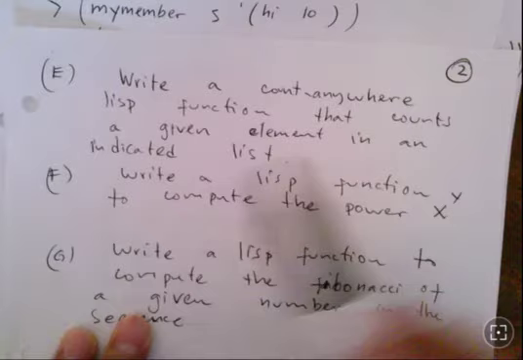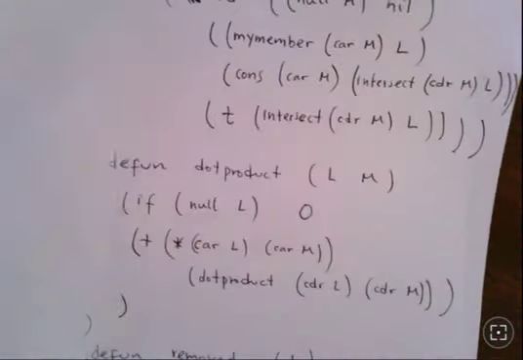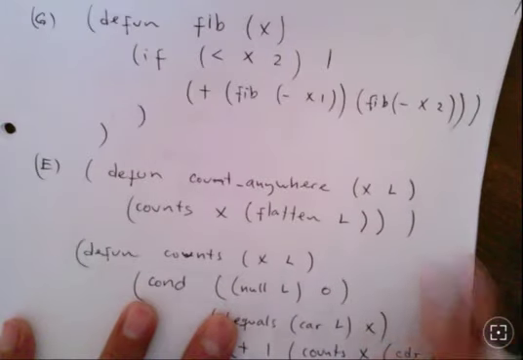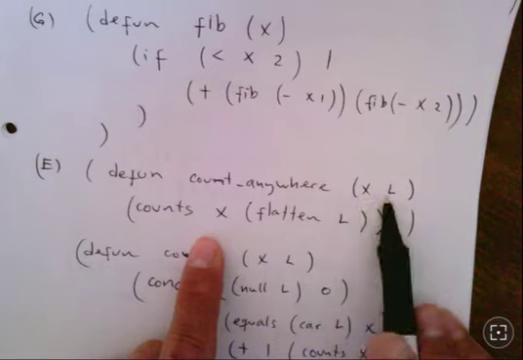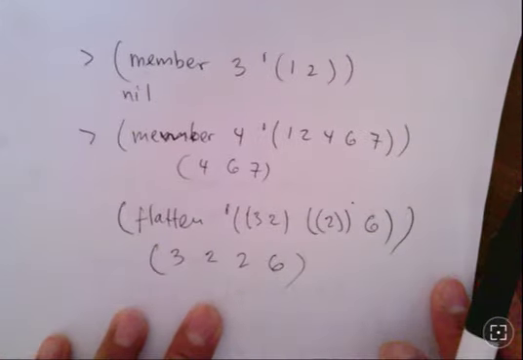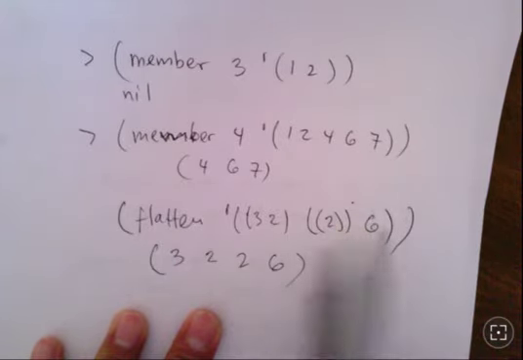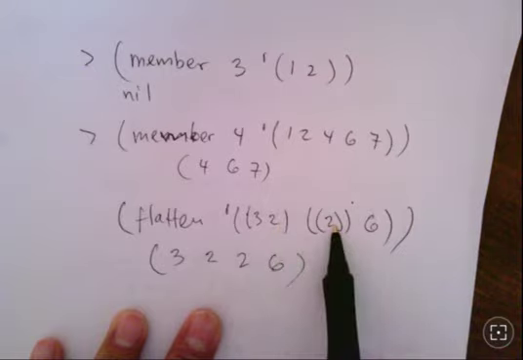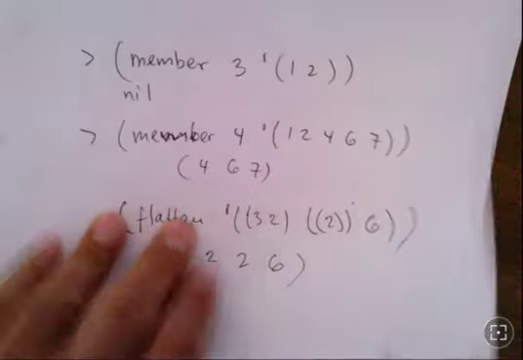Okay, for my question E here, it says write a count anywhere list function that counts a given element in an indicated list. So in this case, we have an answer over here. For example, I'm counting anywhere for an element in a list. Let's say that I'm counting anywhere for 2s. So 2s may be any place here. I have a 2 here and a 2 here. Actually, I have 2 2s, right? If I'm counting anywhere for 3s, I have 1 3. So that's what it means.